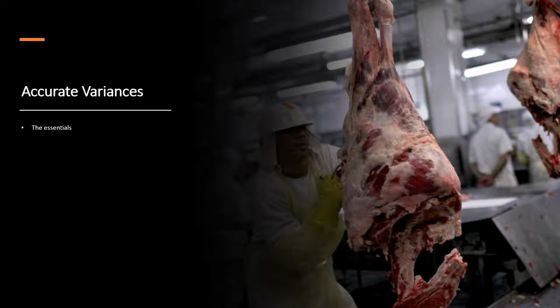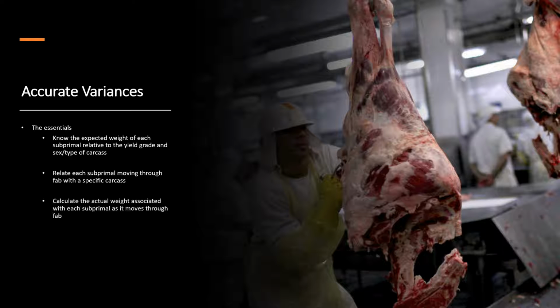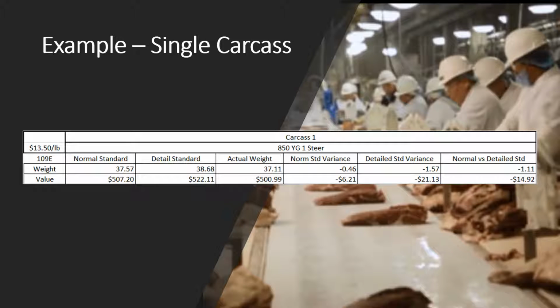Accurate variances, the essentials. Know the expected weight of each subprimal relative to the yield grade and sex or type of carcass. Relate each subprimal moving through fab with a specific carcass. Calculate the actual weight associated with each subprimal as it moves through fab. And determine the variance of that individual subprimal to the expected weight for that subprimal coming from a specific carcass.